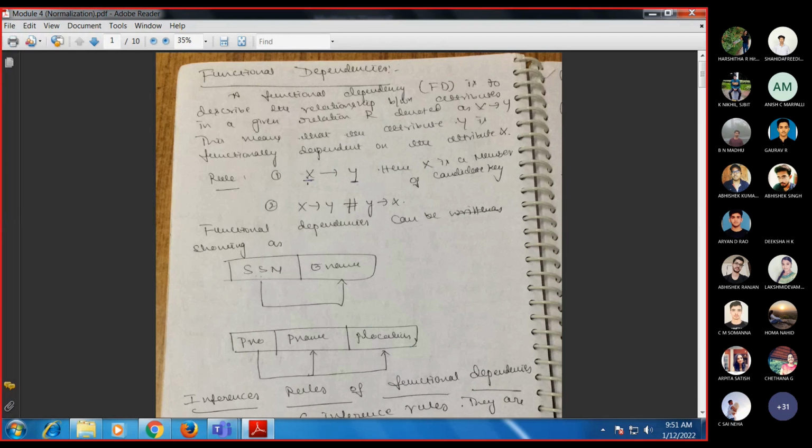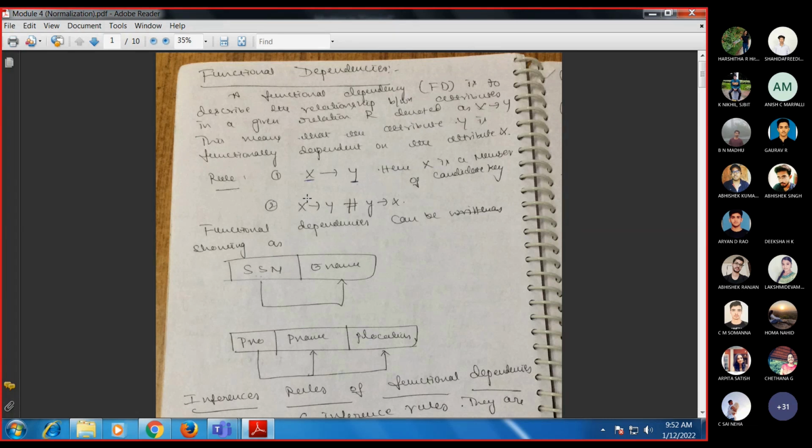Where X is a member of the candidate key. Candidate key means each key attribute is called a candidate key. So Y is a non-key attribute and X is the key attribute. That means the non-key attribute is dependent on the key attribute. For example, the name of the student is dependent on the USN. Obviously, it has to be dependent. Otherwise, how do we differentiate one student from another? You can differentiate the students based on the USN.